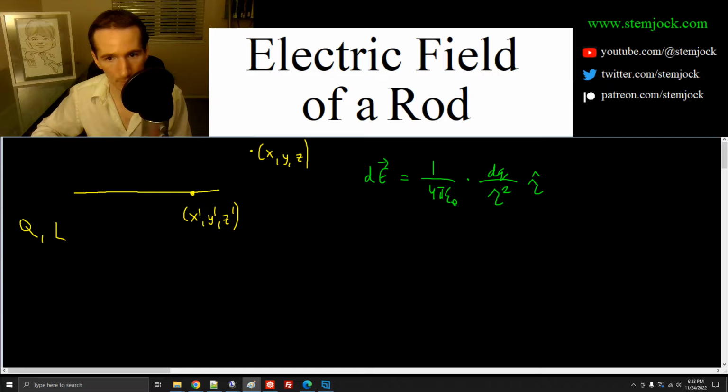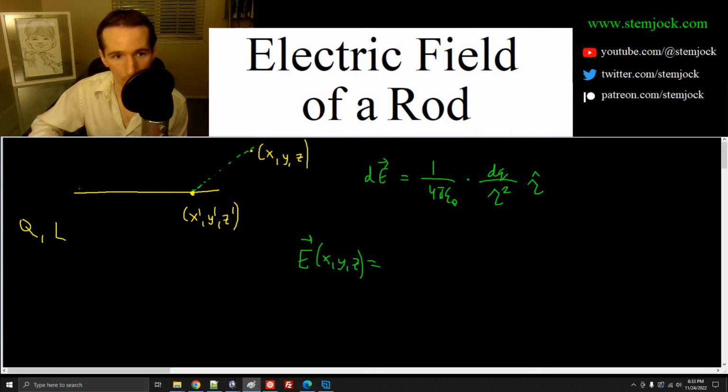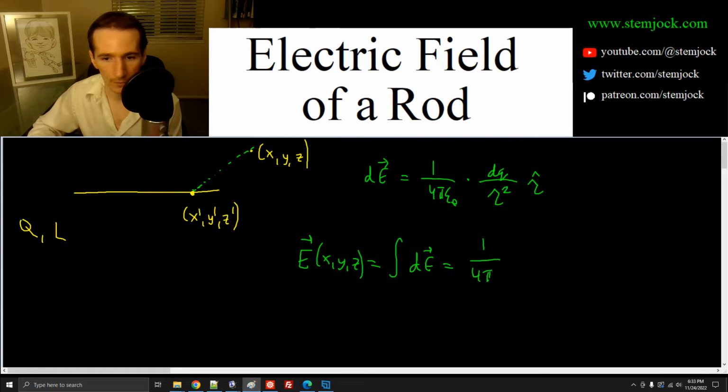Now, the script r here that I've written is the distance from x prime, y prime, z prime all the way to x, y, z. And dq is the charge located at this point here. And in order to get the total electric field E at x, y, z, I have to integrate all along the rod here. So this is going to be the integral of dE, and that's just going to be 1 over 4 pi epsilon 0 integral of dq over r squared times r hat.